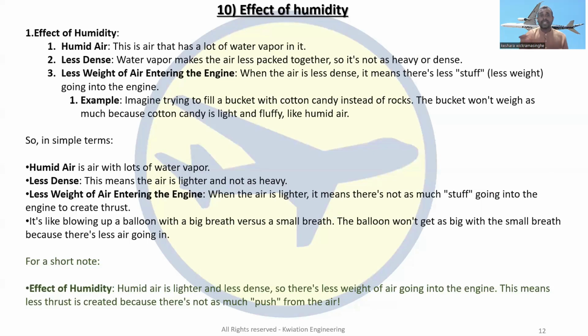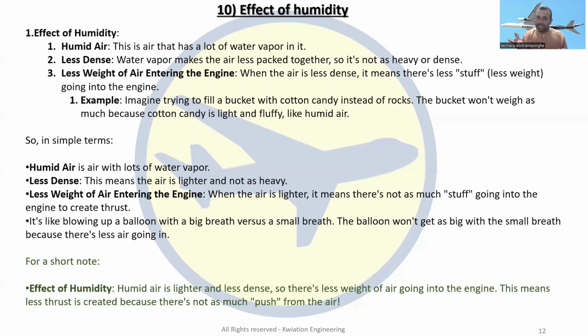So less weight of air enters the engine. When the air is less dense, it means there is less stuff, less weight going into the engine. So for example, imagine trying to fill a bucket with cotton candy instead of rocks. The bucket won't weigh as much because cotton candy is light and fluffy, like humid air.